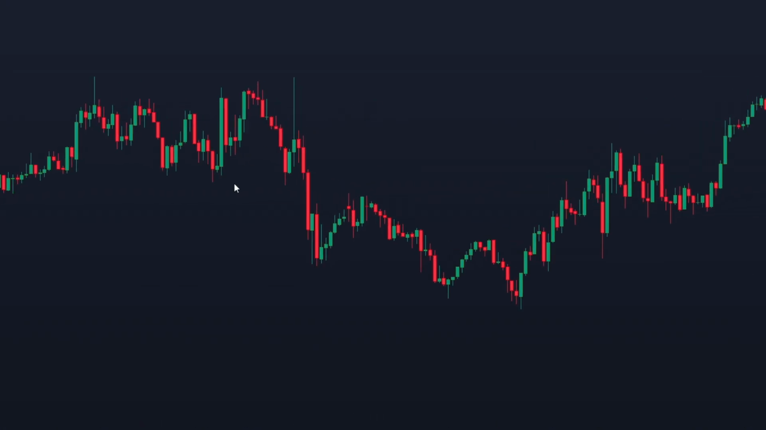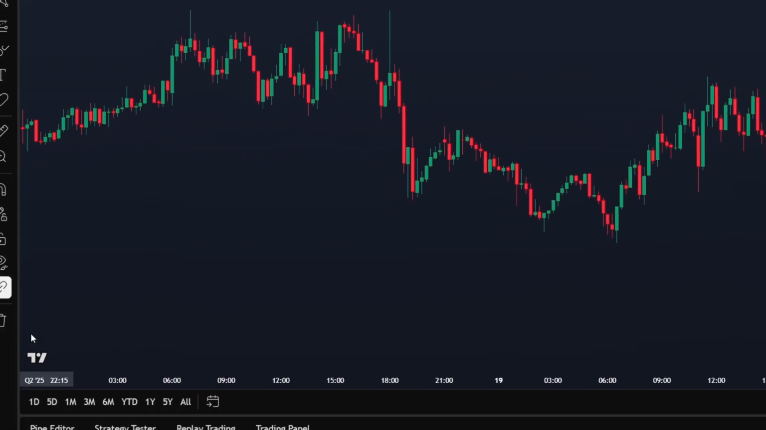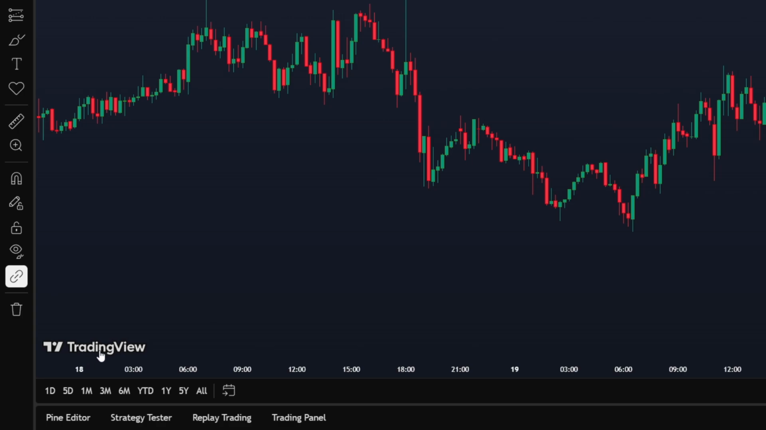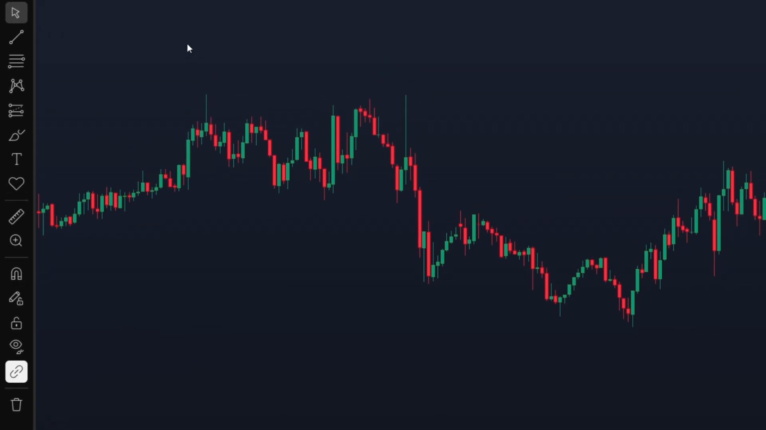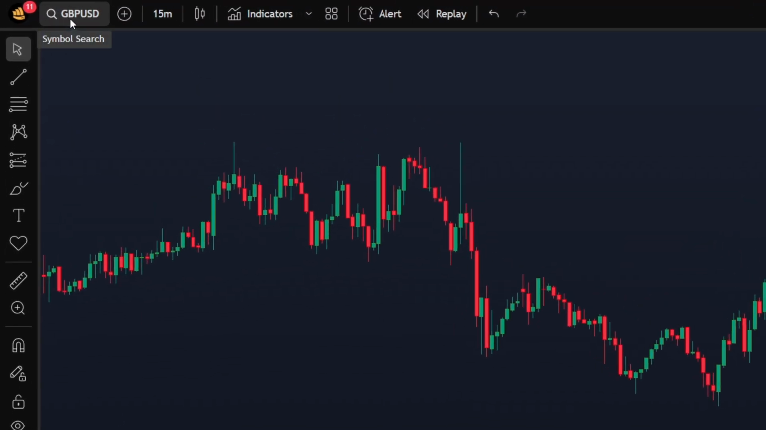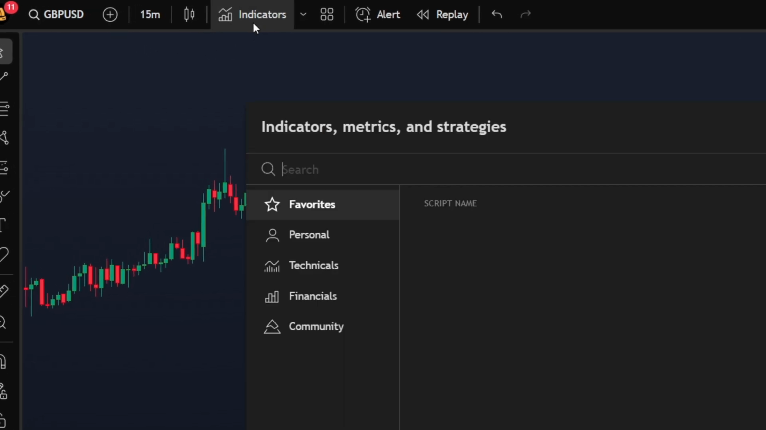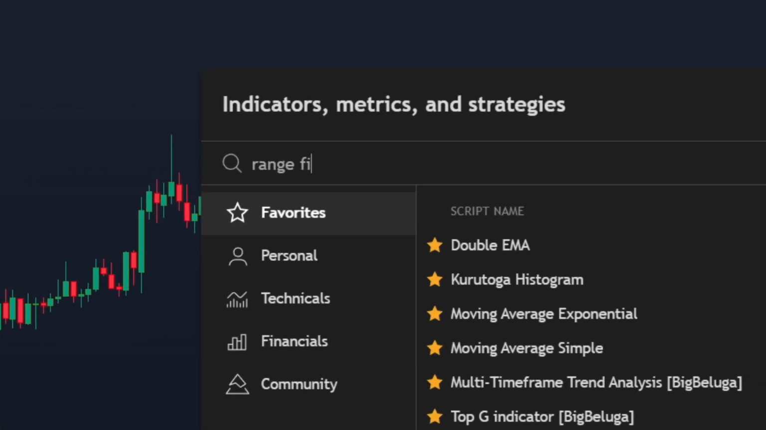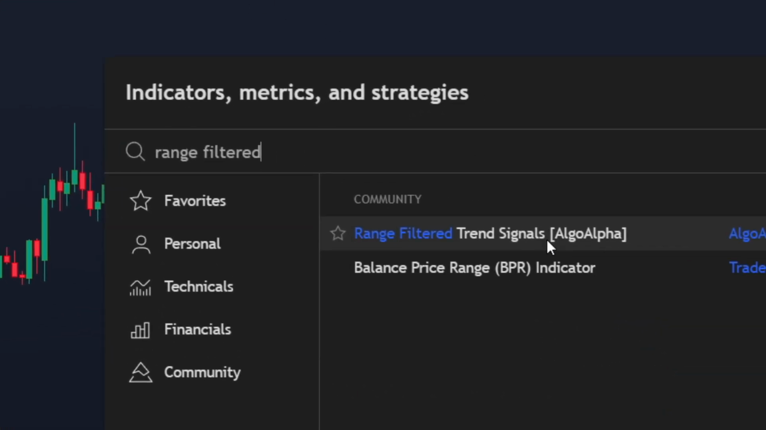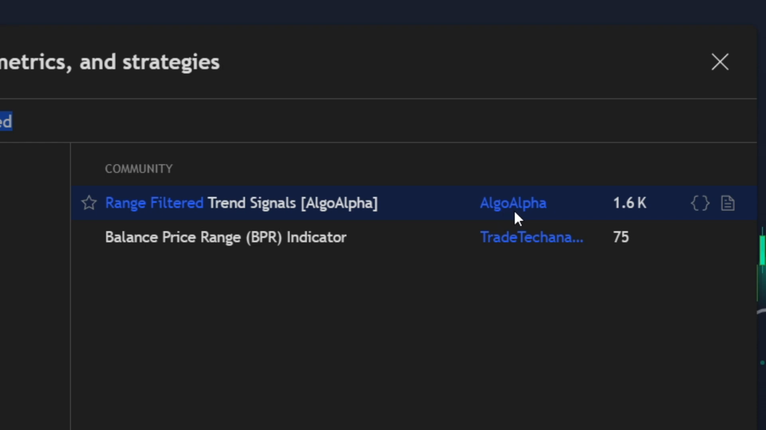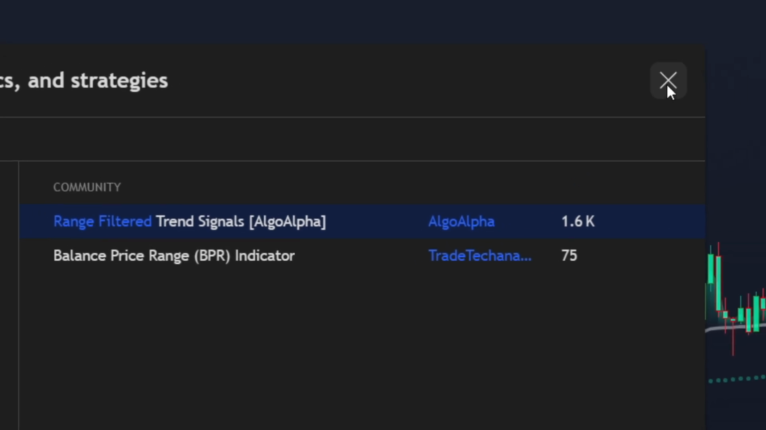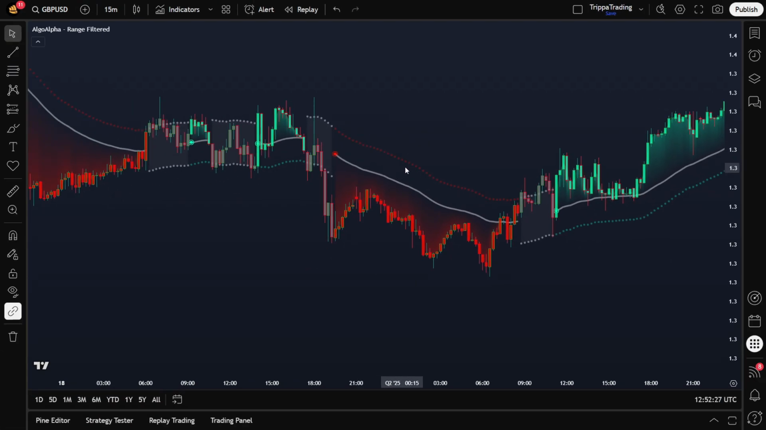First things first, you'll need to get this indicator loaded onto your trading chart. I'm using TradingView for this, so just head over there, and once you've opened up any chart, Forex, crypto, stocks, whatever suits your style, open that Indicators button at the top. Type in Range Filtered Trend Signals and look for the one created by Algo Alpha. Click to add it to your chart. Once it loads, it's going to look like this.